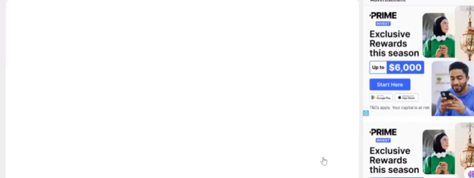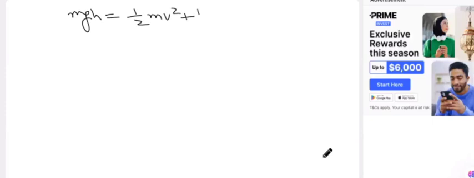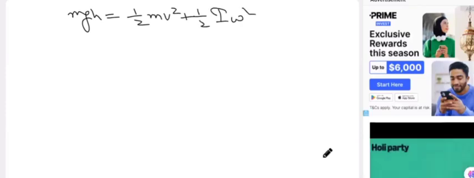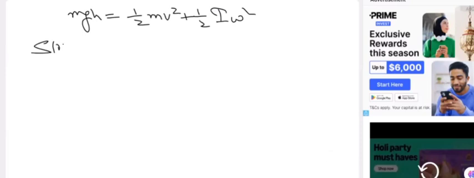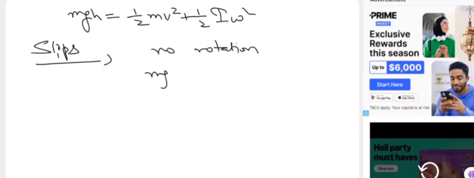So it will be converted into this, and from this I can write that mgh is equal to half mv square plus half I omega square. Understood or not? Yes, ma'am. Now, if the ball is slipping down the slope, then there will be no rotation. If it slips over the plane, there will be no rotation. Correct or not? Yes, ma'am. It will only show translatory motion. Hence, my mgh will only convert into half mv square. Making sense? Yes, ma'am.